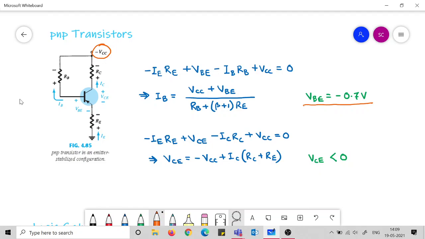Now let us see the output side. When we do the KVL in the output side, again we start from this point and go towards VCC. What we see is minus IERE, and then there is a plus VCE. So actually VCE should be in the opposite polarity, but according to the diagram we follow plus VCE, then minus ICRC, and then again plus VCC. And from here, if you evaluate VCE, you will find this is taking this form.